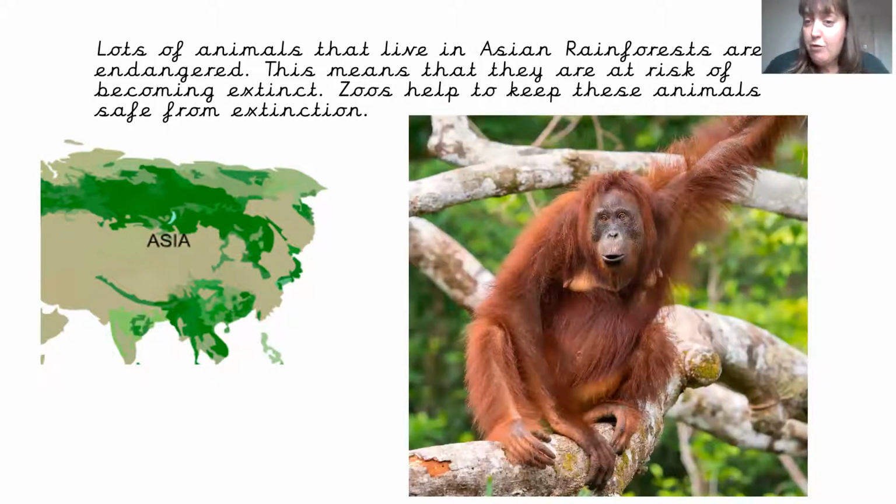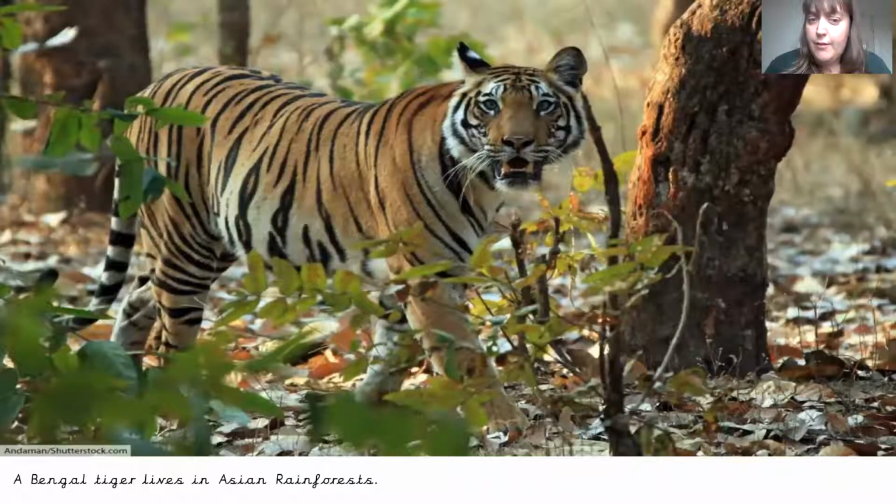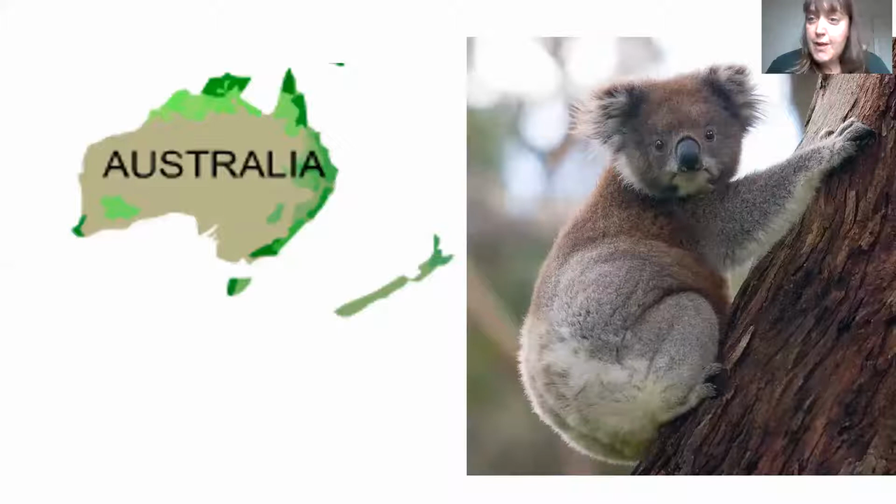So you might find an orangutan, and he lives in the forests in Asia. Also, a Bengal tiger. So a Bengal tiger lives in the rainforest in Asia as well, and he's at risk of losing his home, which is very sad. Our next continent is Australia.